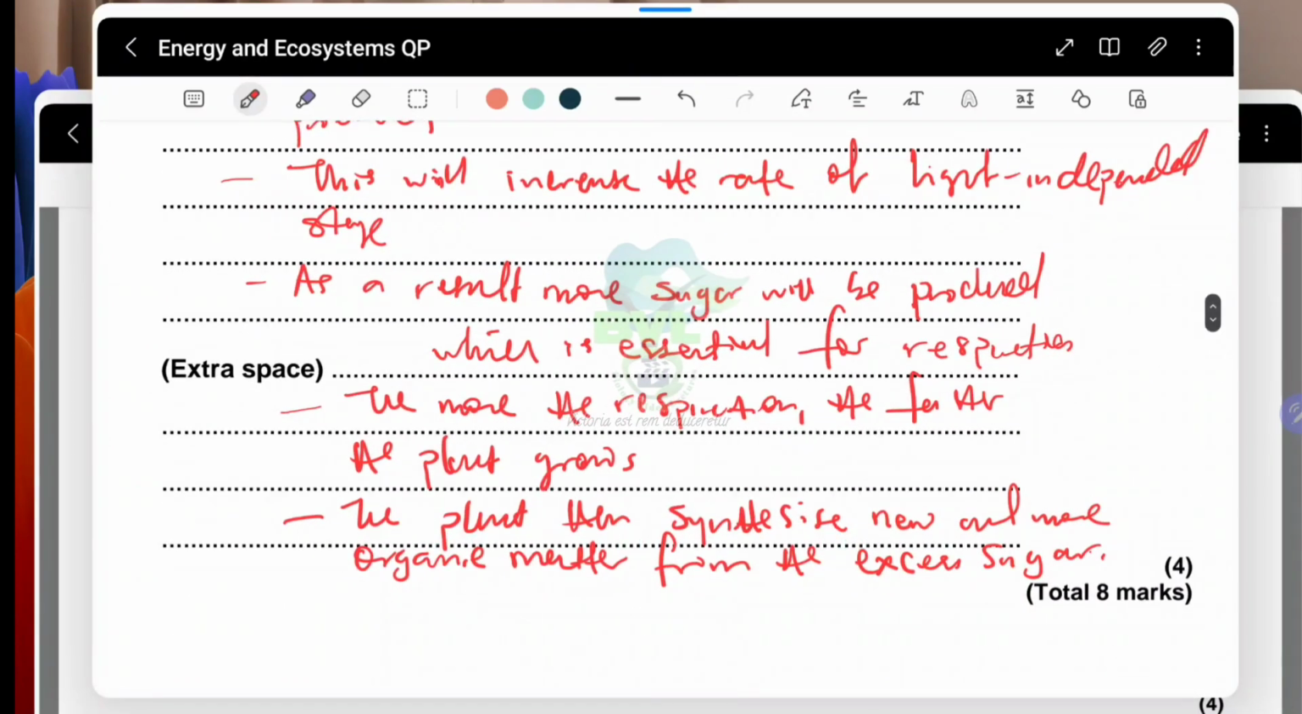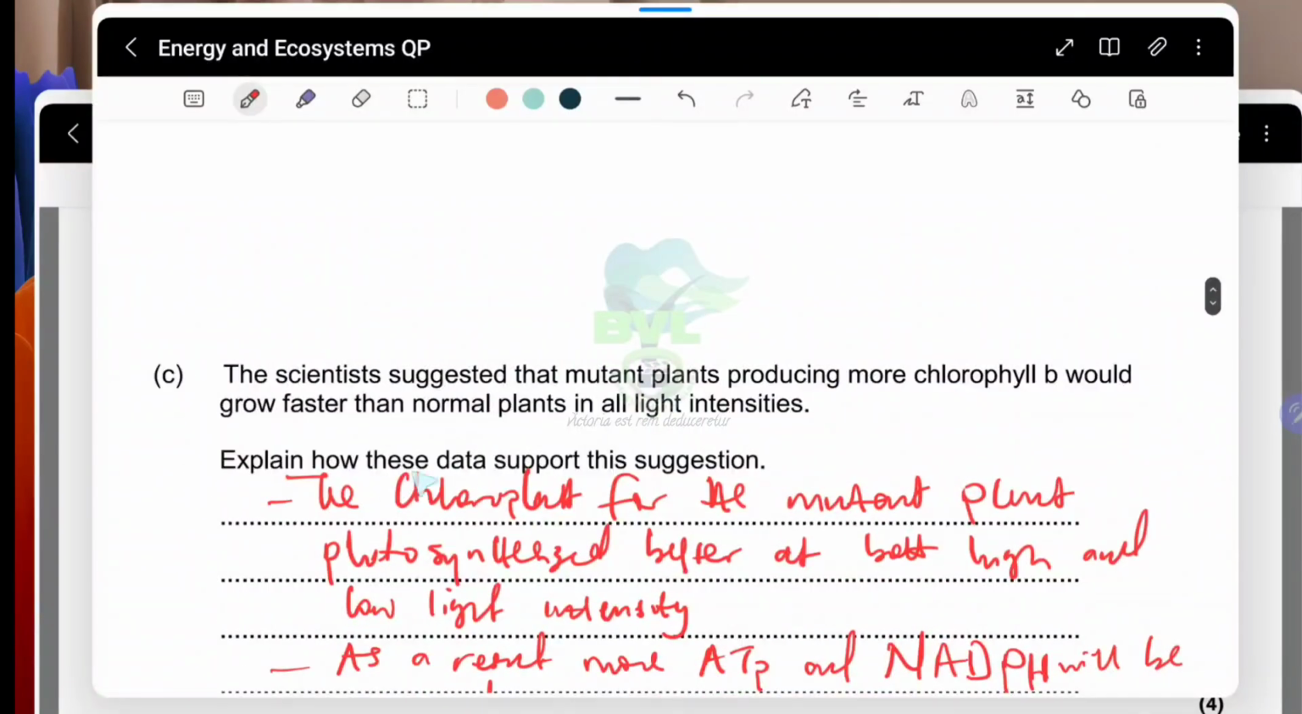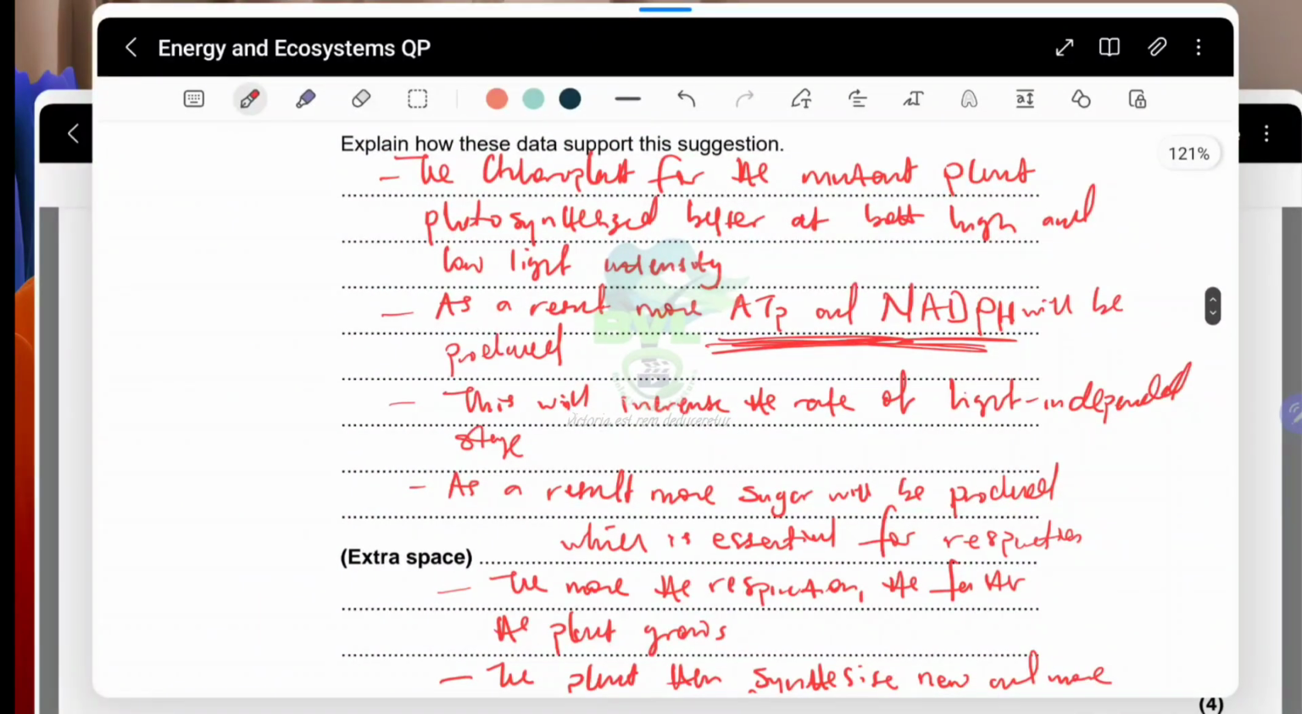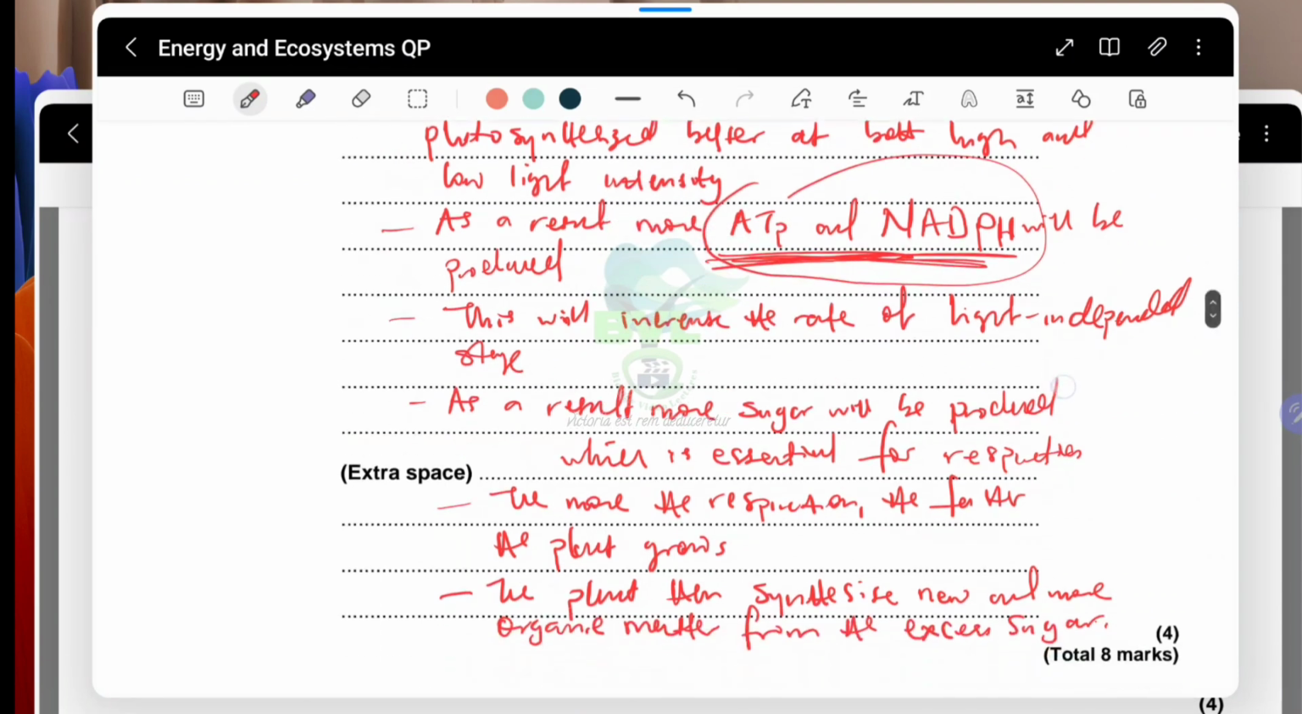The plant then synthesizes new and more organic matter from the excess sugar. Because the question is, why do we suggest that this plant will grow faster? You can see the answer here, see the sequence, don't forget the flow. There's more photosynthesis happening, as the graph shows. Then once you have more of this, every other thing will increase. There will be more organic matter, because there's more sugar produced. Since there's more sugar, there's more respiration, there's more energy to do anything, basically.